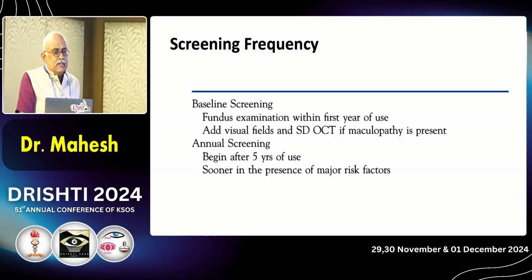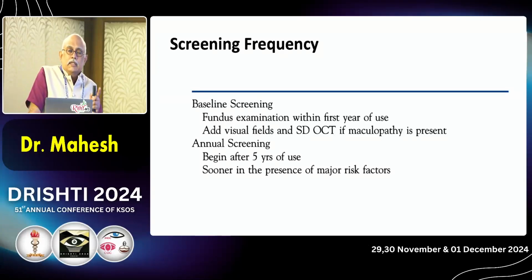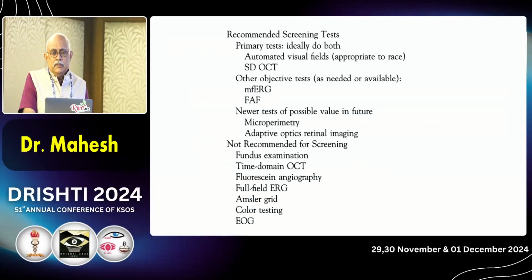For baseline screening, when a person is referred to you, you should have a baseline of fundus examination, visual fields, and OCT. This is a baseline test even if the patient comes at 6 months or 1 year, and it can be used for future comparison. Annual screening actually begins after 5 years of use, or earlier if there are risk factors like liver disease or obesity. The recommended screening tests are automated visual fields, usually 30-2. I will tell you why.